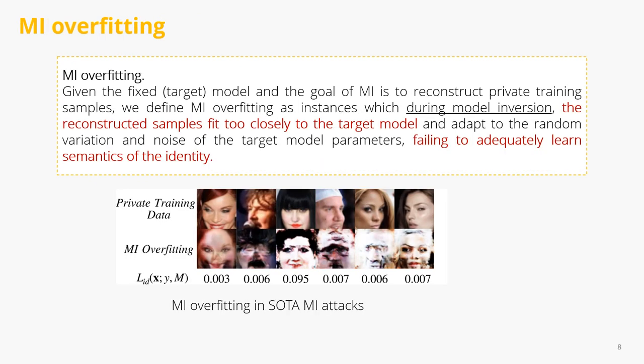Next, we move to our second contribution. We define a new concept of MI overfitting. Given a fixed target model, the goal of MI is to reconstruct private training data. So we define MI overfitting as the instance where, during model inversion, the reconstructed data fits too closely to the target model, and it fails to adequately learn the semantics of the identity.